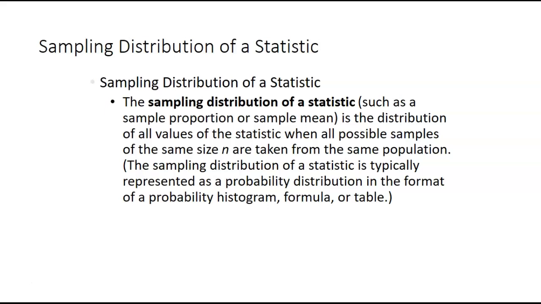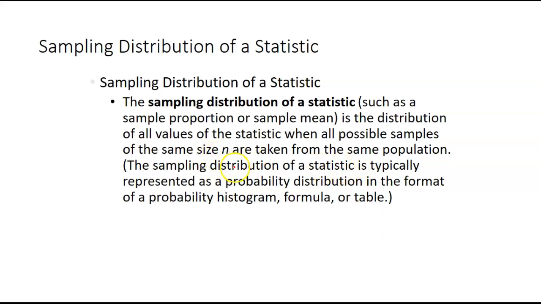So we're going to look at different sampling distributions of a statistic. Some of these are going to be a sampling distribution of a sample proportion. We're also going to look at a sampling distribution of a sample mean. What this is, is a distribution of all values of the statistic when all possible samples of the same size n are taken from the same population. I'm going to be demonstrating that over the course of this section.